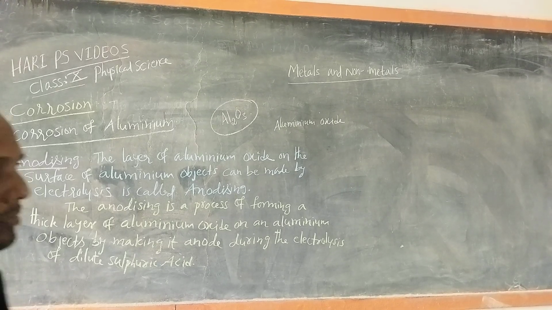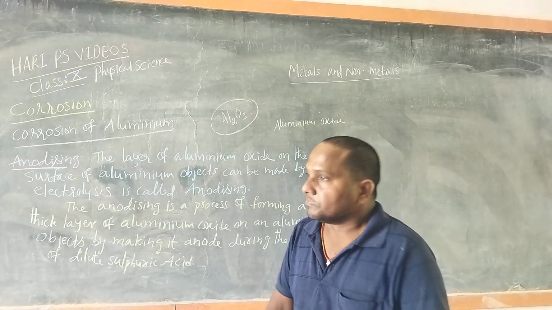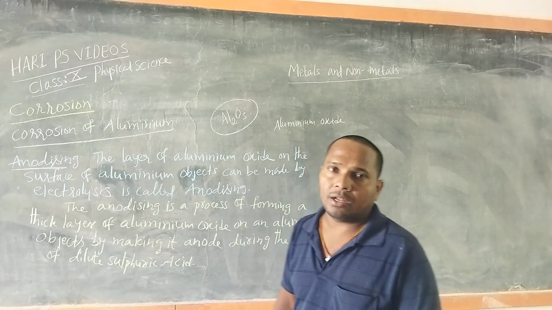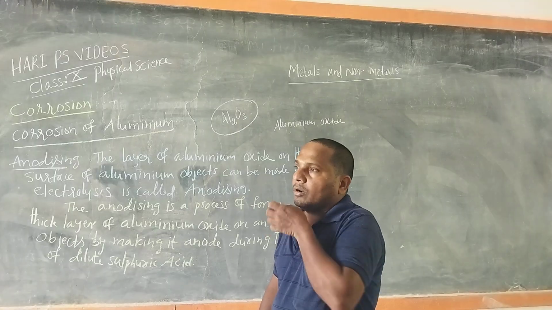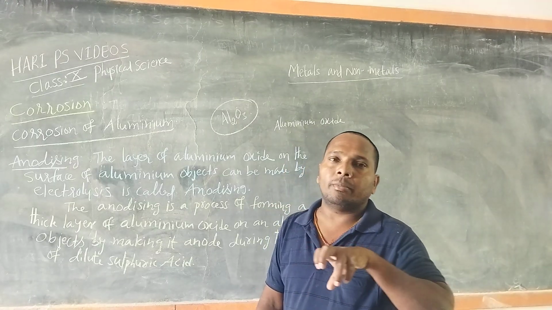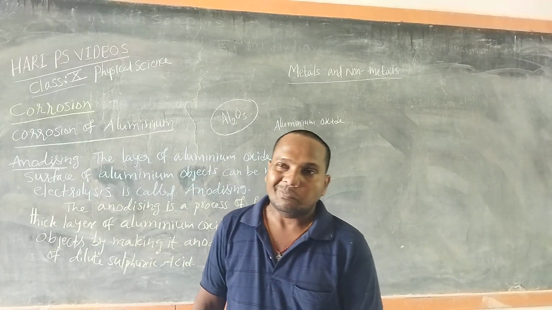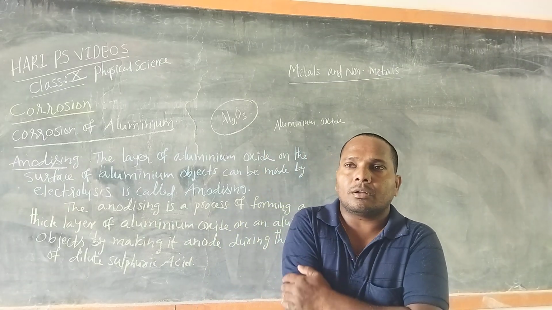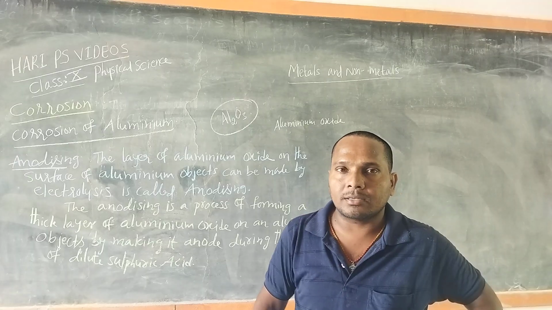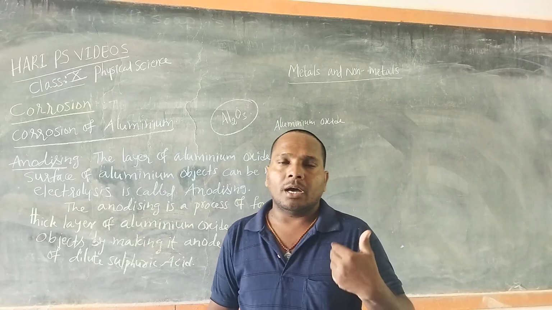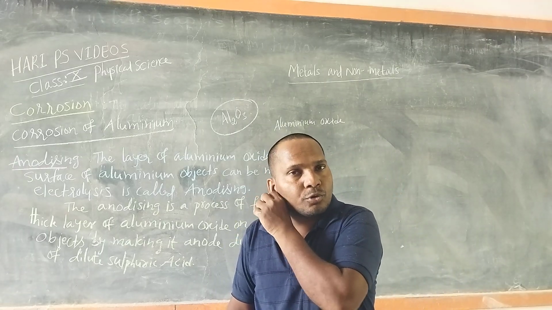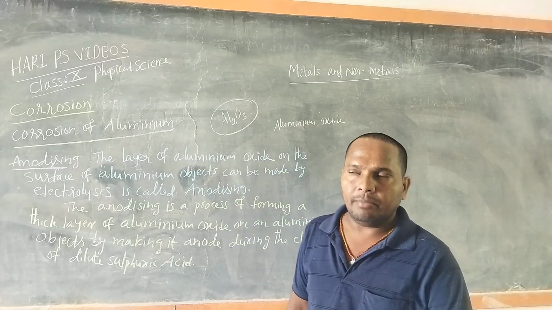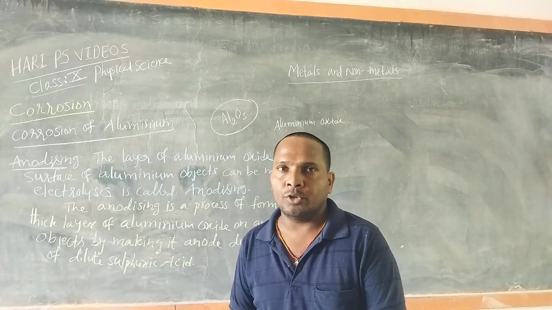Yes, coming to the next session, corrosion of aluminum. Aluminum is the most abundant metal in the earth's crust. It is obtained from its respective mineral ore called bauxite. Even aluminum objects lose their shine over a period of time when we use them.